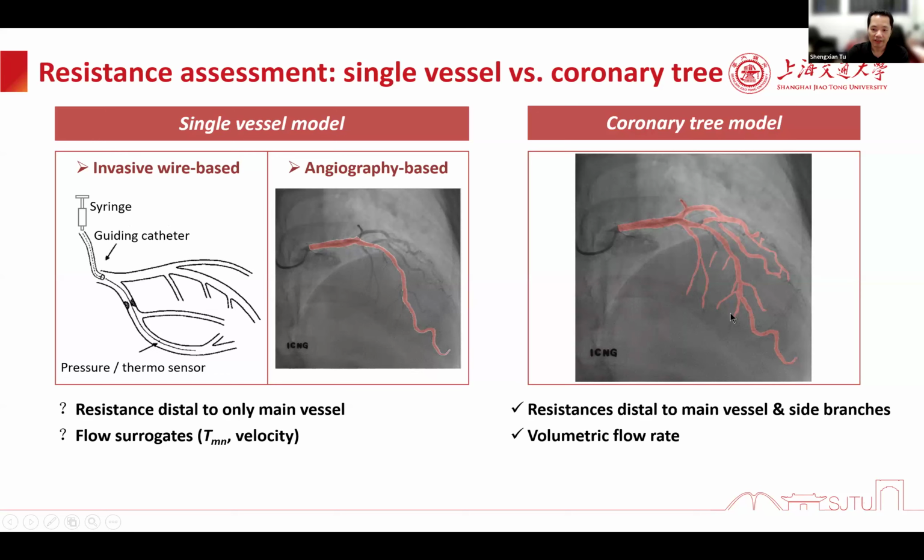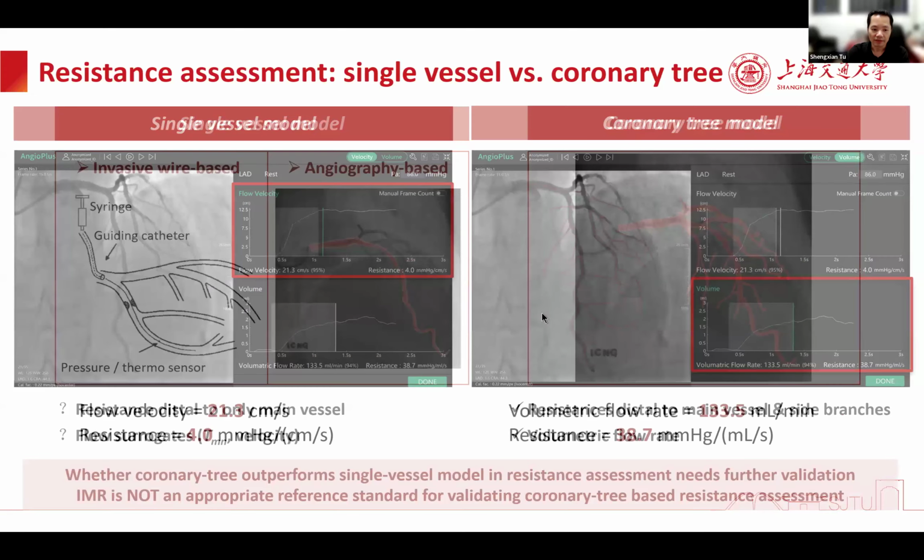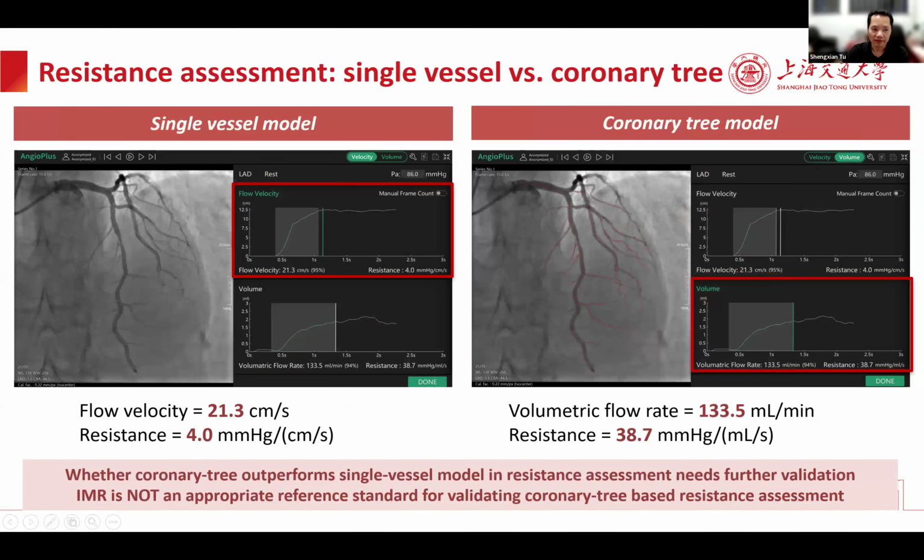However, if you quantify in a volumetric way, meaning that you include all the side branches, also diagonal and septal, into the computation, you have a more volumetric analysis, and this will quantify the entire microcirculation of the LAD, like in this case. So it could be different. You remember this? This has been implemented in the latest AngioPlus software.